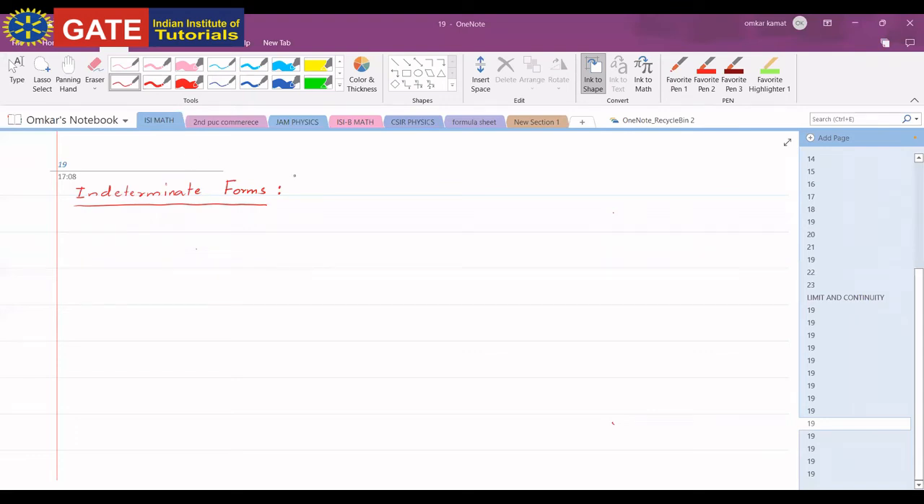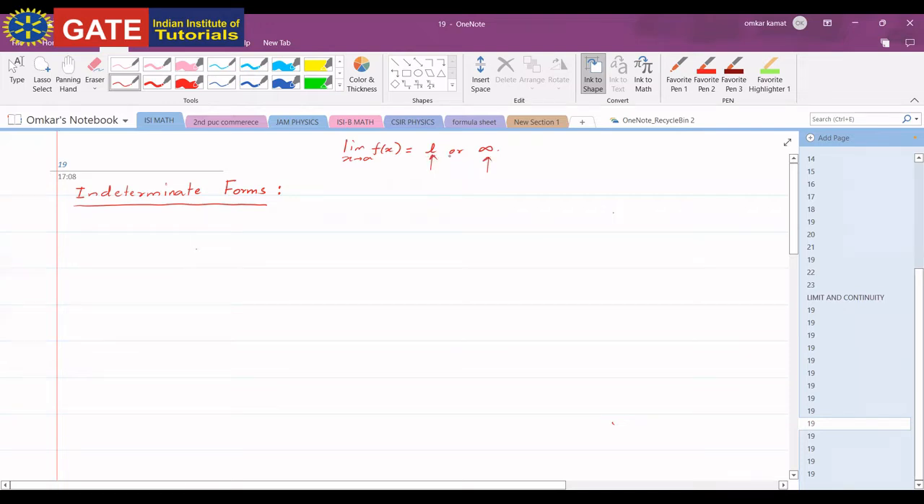So we'll start with indeterminate forms. Up till now, whatever limits you have learned, whatever the outcome was, there was a meaningful limit. For example, limit as x tends to a of some function of x. You are getting some finite limit L, or you are getting infinity. Either you are getting a finite value or you are getting an infinite value.